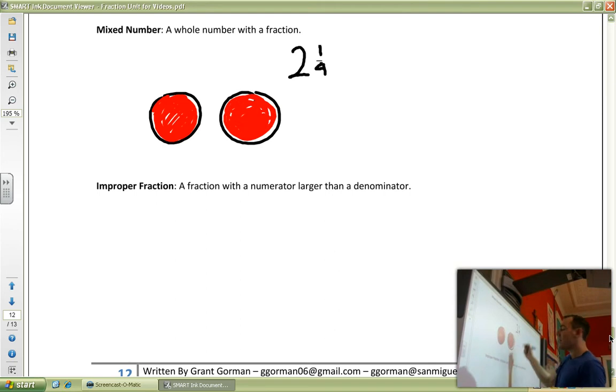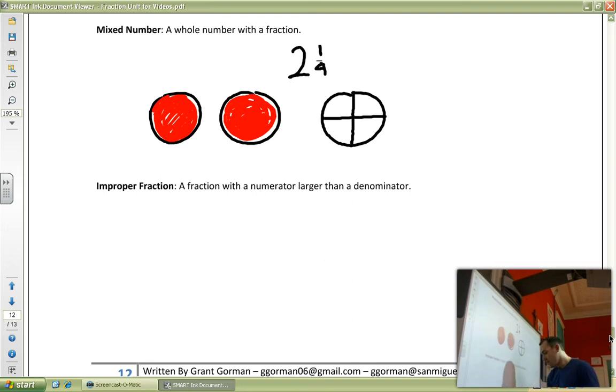2, right there. And then I'm going to have this other pizza, right? But it's not a whole pizza, it's a fraction of a pizza. Okay, and the denominator tells me that there's 4 total parts to this pizza, but I've only got 1 of them. Okay, so that's what a mixed number is. It's just a numerical representation of the 2 wholes and then the fraction, and it puts them all together.